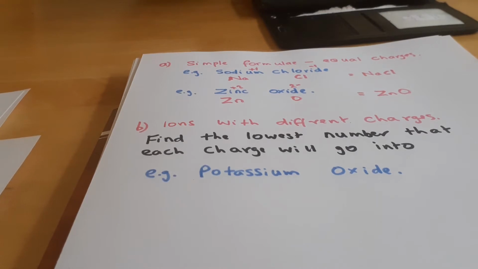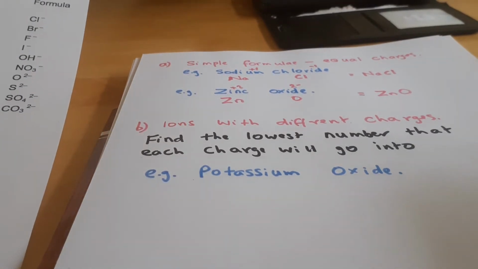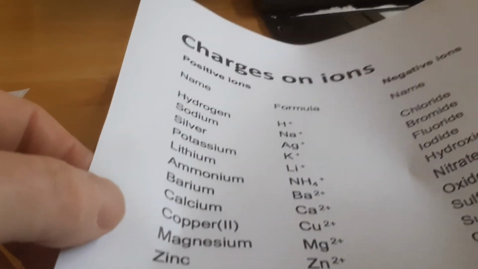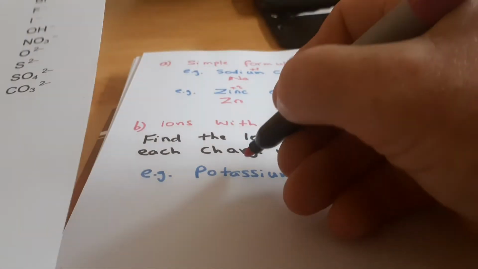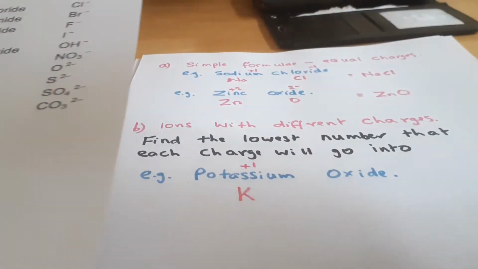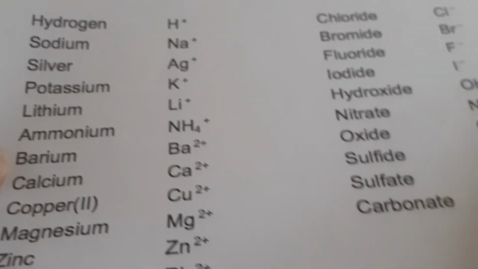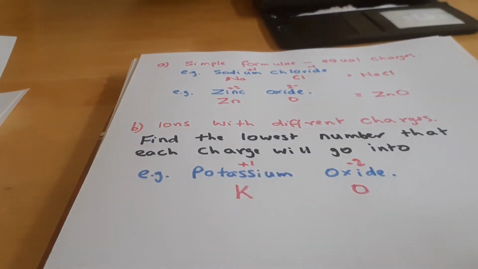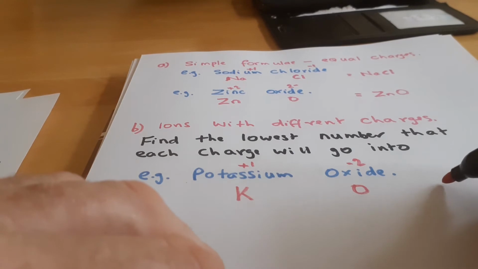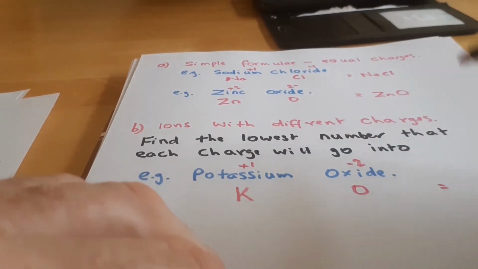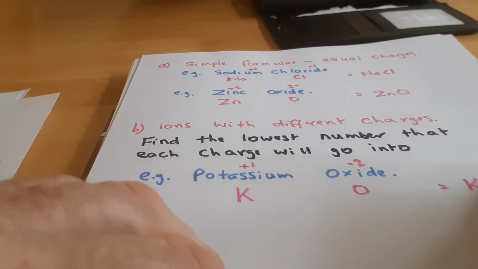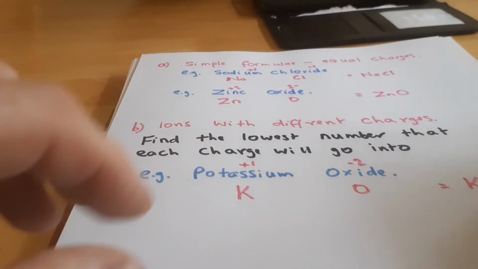Now, the more common case is where the charges are different. So, if we look at the example, potassium oxide. Potassium is +1, and oxygen, as we've seen, is -2. Now, what we need to do here is to find the lowest number that each will go into. And both 1 and 2 will go into 2. 1 will go into 2 twice. 2 will go into 2 once. And we don't ever bother writing ones down, so it just becomes K2O.